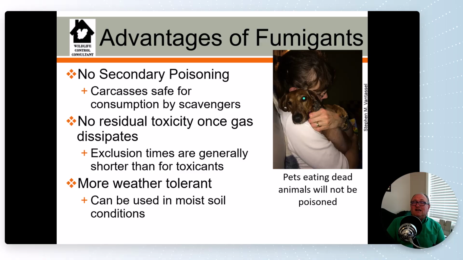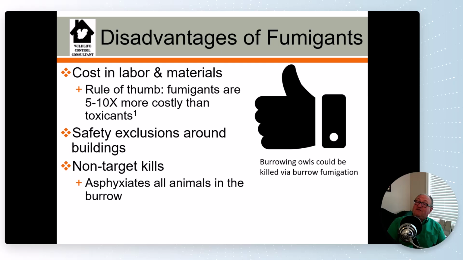It's also more weather tolerant, so you don't want your bait getting rained on. In some cases, having your bait rained on will actually reduce its efficacy, but with fumigation, you don't have to worry about that, right? In fact, moist soil actually makes fumigation more effective than dry soil. So in that case, you don't have to watch the weather quite as hard as you would if you're doing a field baiting. Now, there are disadvantages with fumigants.